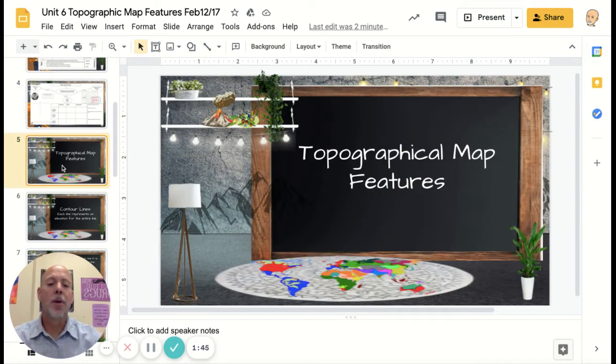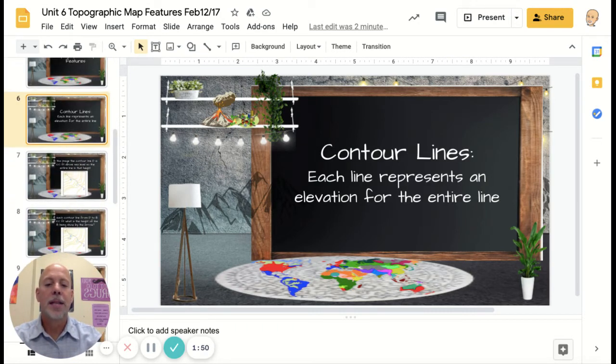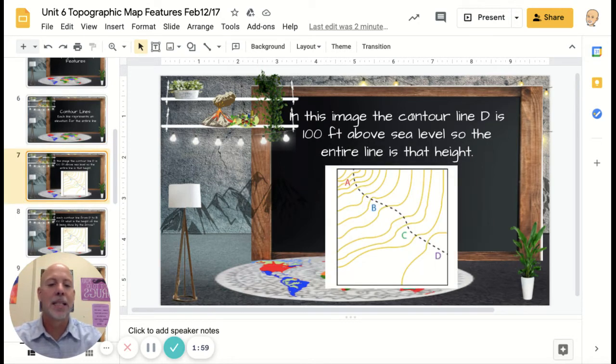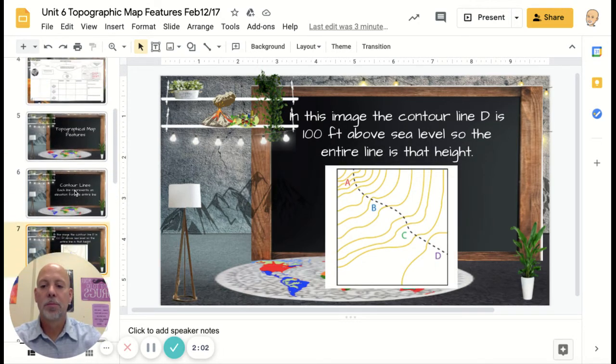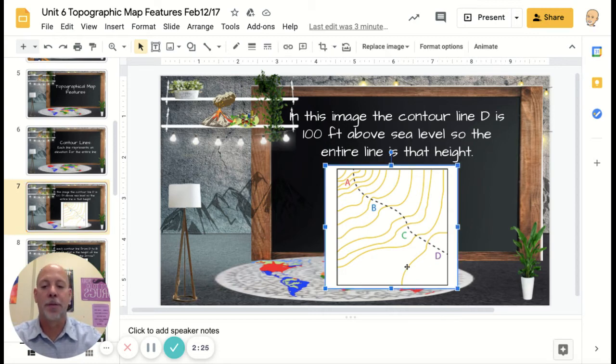So here we go. Topographical map features. First thing we're going to learn about, contour lines. Contour lines represent an elevation for an entire line. So the entire line is going to be the elevation that's marked. In this instance, in the image, the contour line D is 100 feet above sea level. So the entire line is that height. So over here would not be 50, and over here would not be 120. The whole line is represented by that elevation. So the whole line would be 100 feet.